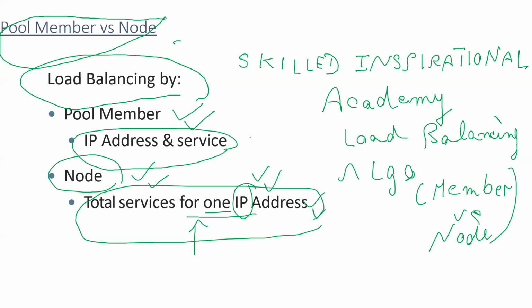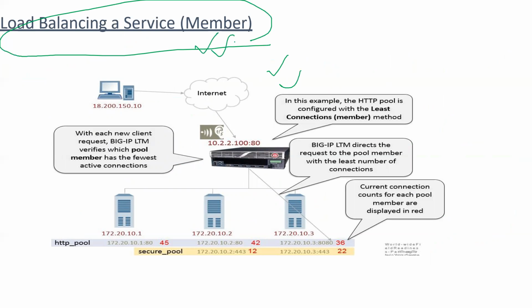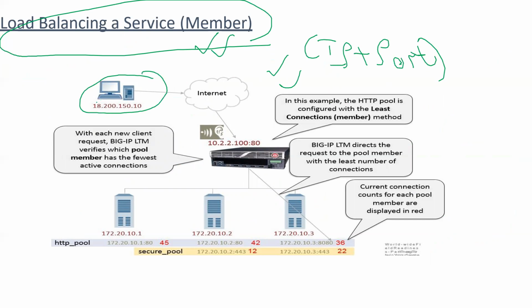So let's go to the next slide and see the pictures. Here we will discuss the first method, load balancing as a service, which means you're load balancing a pool member, which means your IP address plus your port. In this example, we have a client with IP address 18.200.150.10. It goes to the internet, then it goes to the F5 virtual server, which is on IP 10.2.2.100.